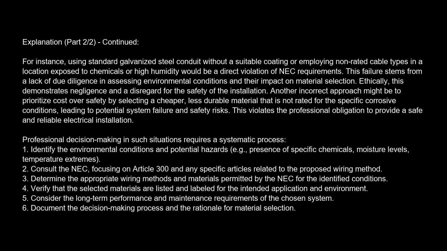Professional decision-making in such situations requires a systematic process. 1. Identify the environmental conditions and potential hazards, e.g., presence of specific chemicals, moisture levels, temperature extremes. 2. Consult the NEC, focusing on Article 300 and any specific articles related to the proposed wiring method. 3. Determine the appropriate wiring methods and materials permitted by the NEC for the identified conditions. 4. Verify that the selected materials are listed and labeled for the intended application and environment. 5. Consider the long-term performance and maintenance requirements of the chosen system. 6. Document the decision-making process and the rationale for material selection.